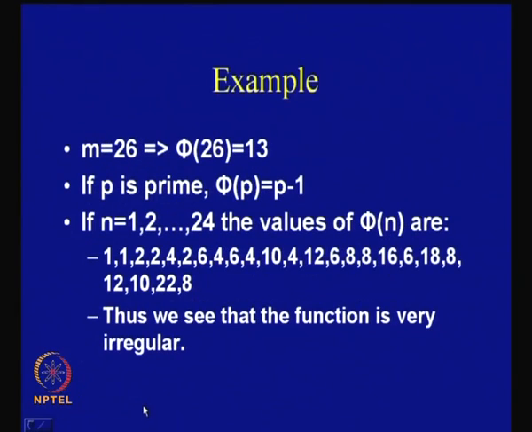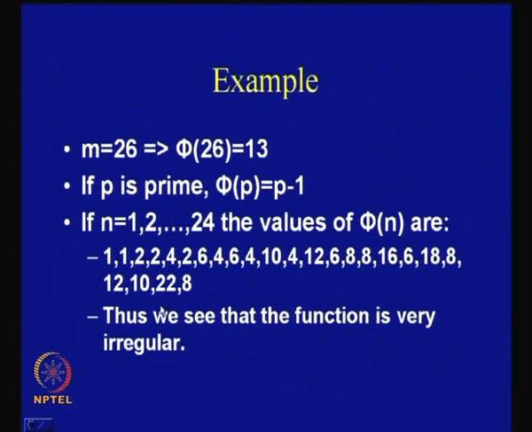Now let us consider phi(26). 26 is the number of English letters, and we can see that phi(26) will be equal to 13. If p is a prime, then phi(p) is p minus 1, and if n is equal to 1 to 24, then the values of phi(n) are as follows. So this is just an enumeration.